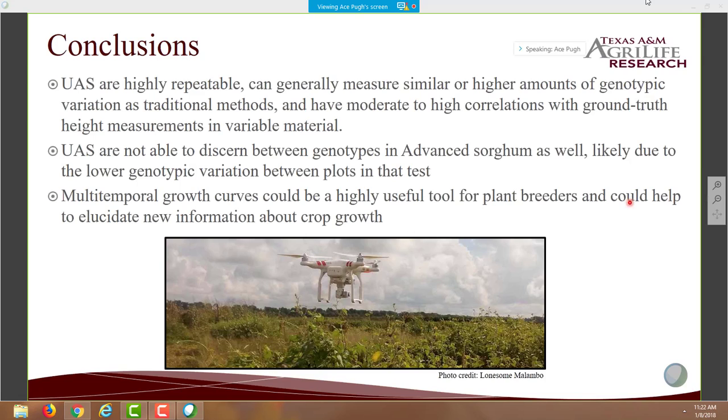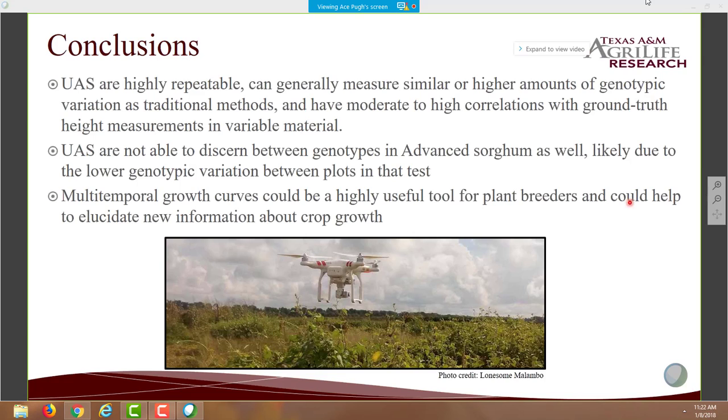So, in conclusion, I think what we see here is that UAS are highly repeatable, and they can generally measure similar or higher amounts of genotypic variation as the traditional methods. They also have high correlations with the ground truth height measurements in the variable materials, so in the early generation materials. They're not able to discern between genotypes in the advanced sorghum as well. This is likely due to the lower genotypic variation between plots in that test.